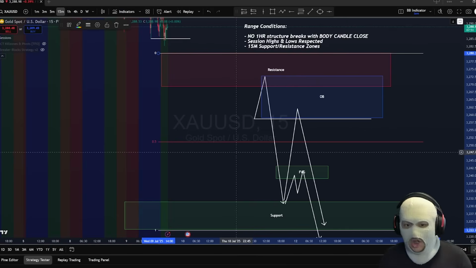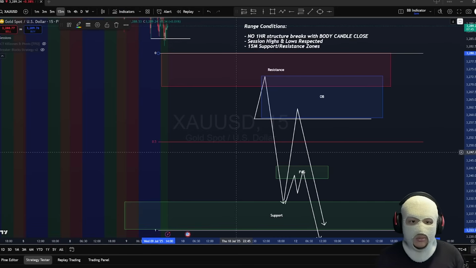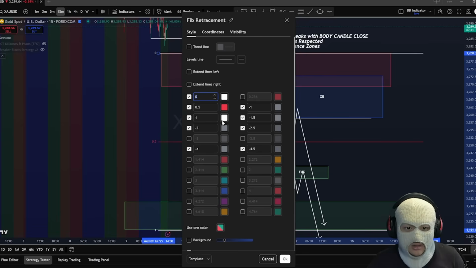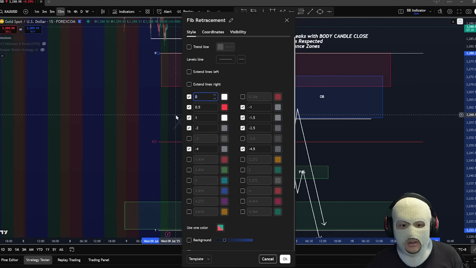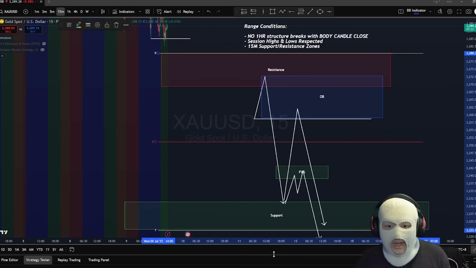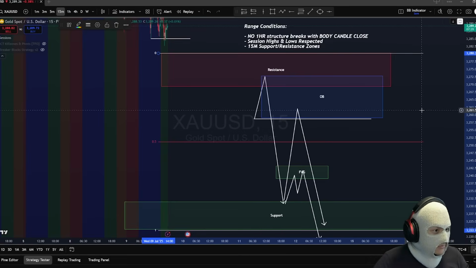This is exactly what I mean. When you play the range, you look for the extreme ends. And the Fibonacci retracement tool here will help you out. Just mark it out, remove all other levels, and there you have it. Like this, I remove all other levels. Just have 0, 0.5, 1. If that's what you want to use, you can. That's all you realistically need to have.